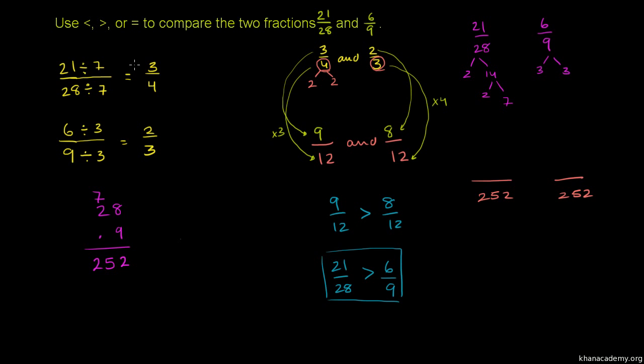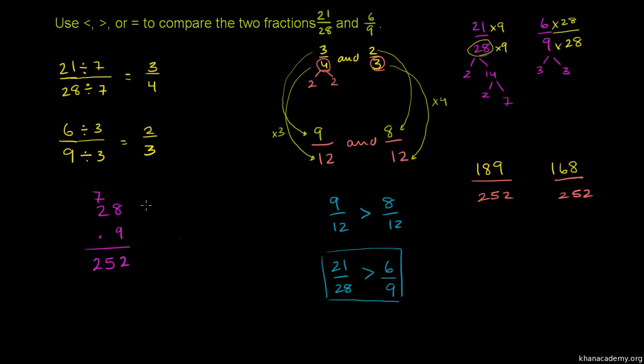Well, to go from 28 to 252, we had to multiply by 9. So we also have to multiply the numerator by 9. So what is 21 times 9? That's easier to do in your head. 20 times 9 is 180, and then 1 times 9 is 9. So this is going to be 189. To go from 9 to 252, we had to multiply by 28. So we also have to multiply the numerator by 28 if we don't want to change the value of the fraction. So 6 times 28: 6 times 20 is 120, 6 times 8 is 48, so we get 168.